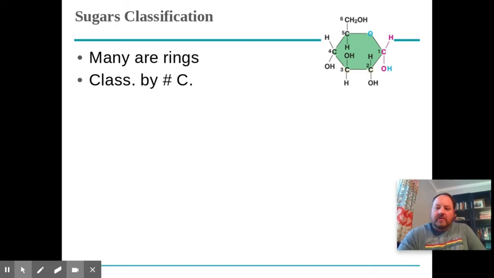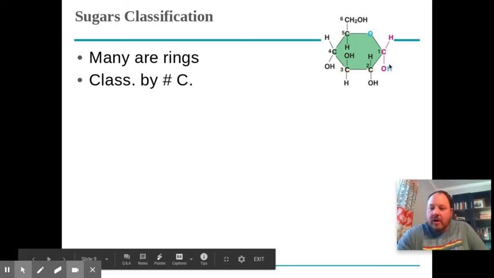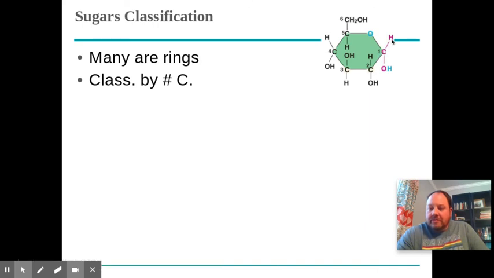If you look, you have what's called an asymmetric carbon. The asymmetric carbon has 4 different partners. So carbon number 1 here has a hydrogen partner, a hydroxide partner, an oxygen partner, and a carbon partner. So it gets the designation as carbon 1. And then from there, you go in a clockwise order. So there's carbon 1, 2, 3, 4, 5, and 6.